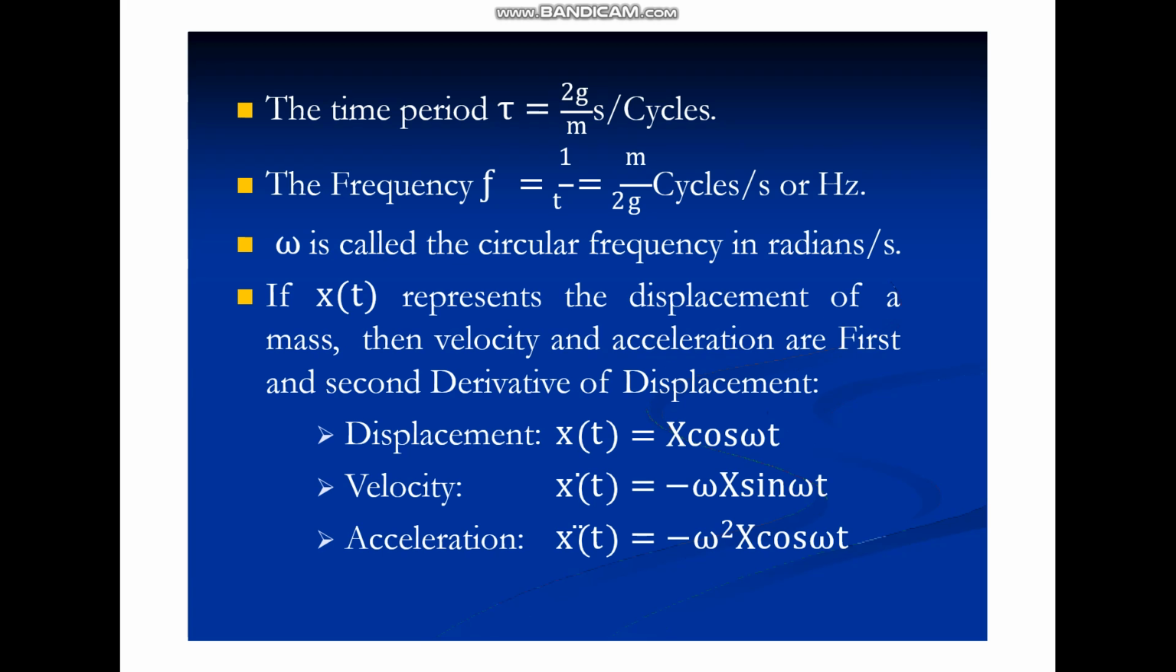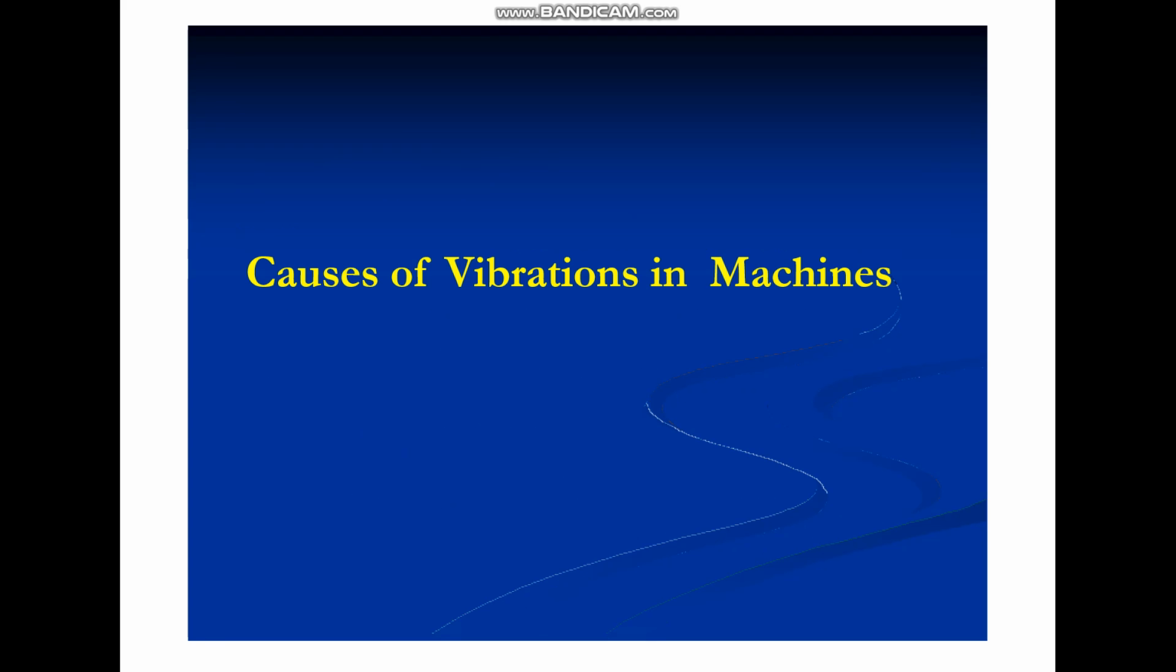Time period tau is calculated as 2π√(m/k) seconds. The frequency is basically the inverse of time period, so (1/2π)√(k/m) cycles per second. Omega is the natural frequency of the system. So if x of t is the displacement of the mass, where x is the displacement and t is the time, then velocity and acceleration will be the first and second derivative of displacement.